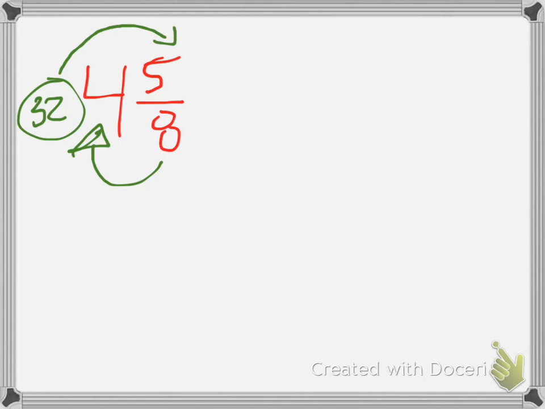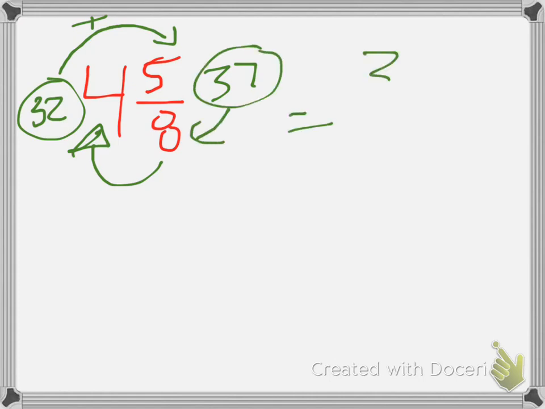I walk to my 5, and this time I do addition. 32 plus 5 gives me 37, and I continue, and that kind of looks like 32, so I'm just going to fix that 7 there. 37, I'm going to continue to walk around my clock, and I just put that over whatever my original denominator was, 37 over 8. Our process is pretty simple.